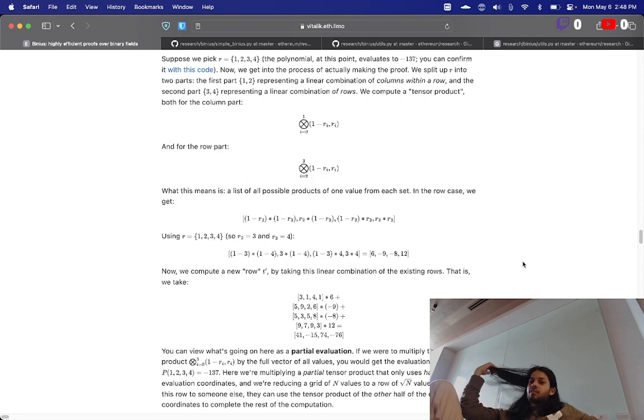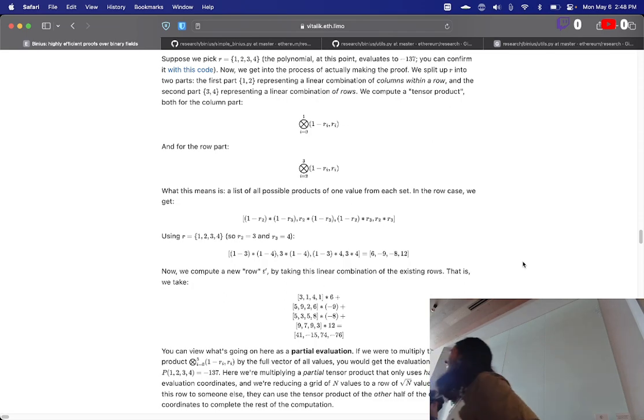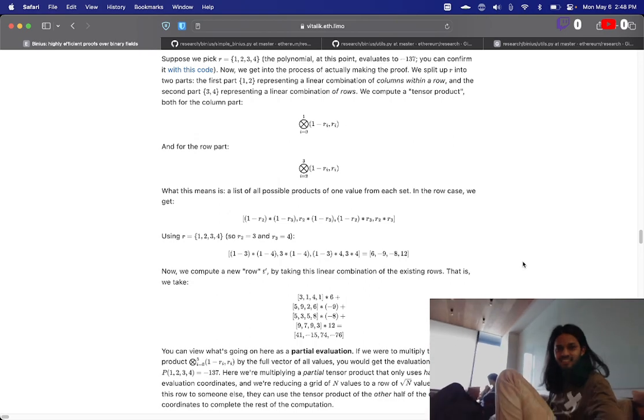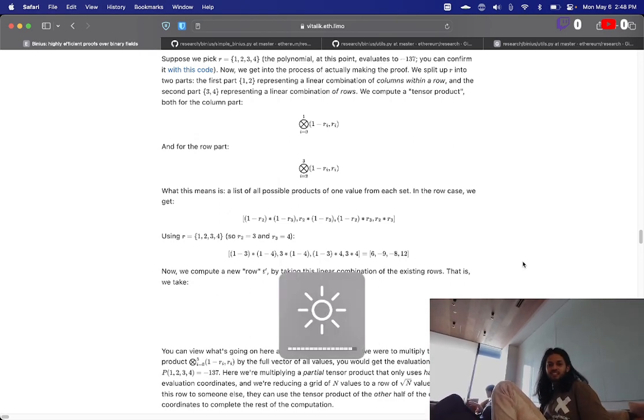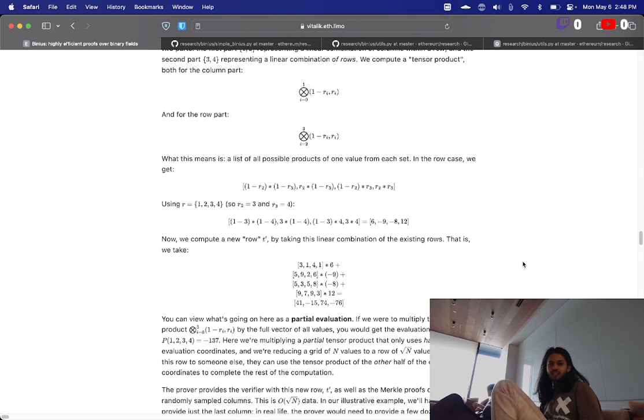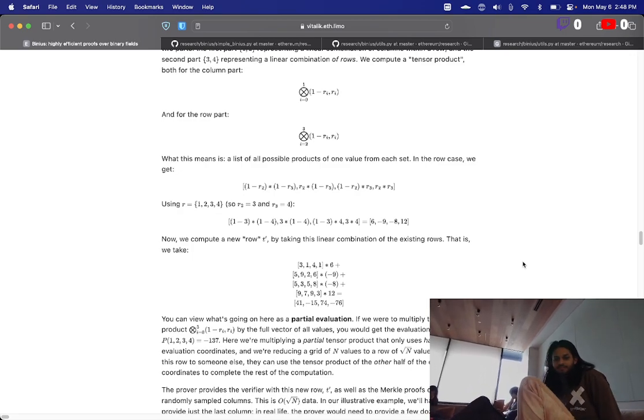What is the point of this linear combination of existing rows? Did anybody at this point have a post yet? I've just released that part. Yeah, and I have the same question. So I wonder what the purpose of this polynomial now minus our R as a tensor product of. Yeah, I also don't understand the point of this tensor product. Okay.